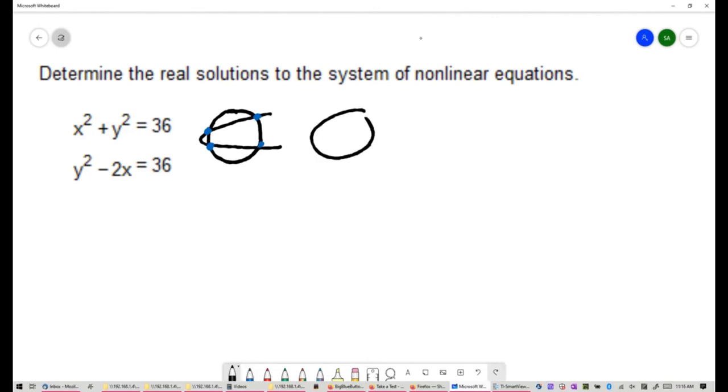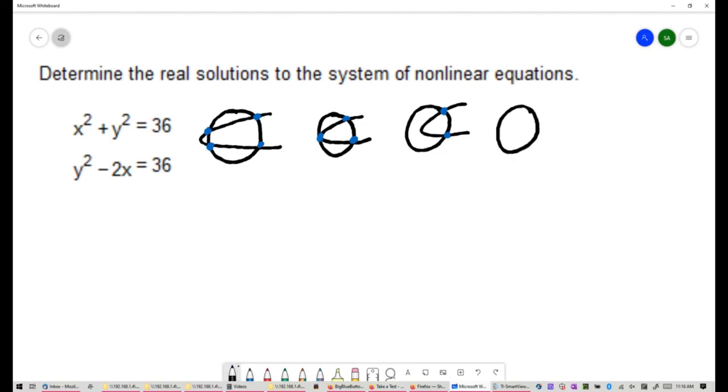All right, let's draw that like a circle. We could have 3 solutions, 3 intersection points. We could have 2 solutions, having only 2 intersection points. We could have just 1 solution, or they could have no intersection points, meaning no solution to the system.